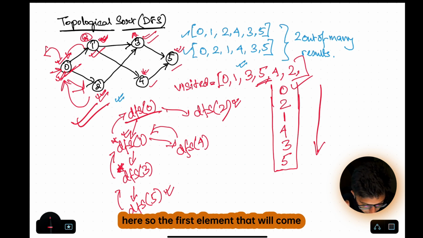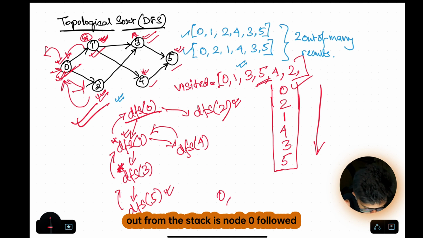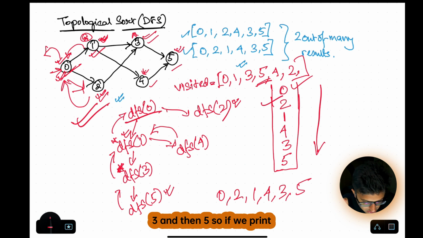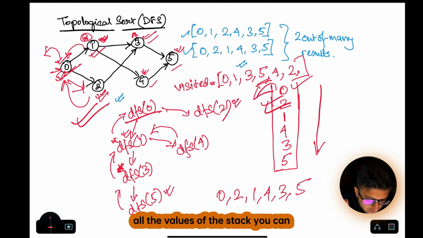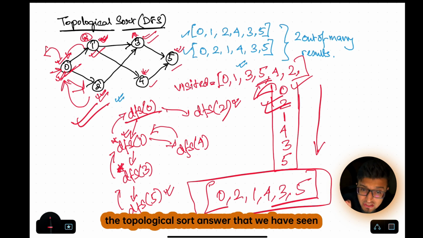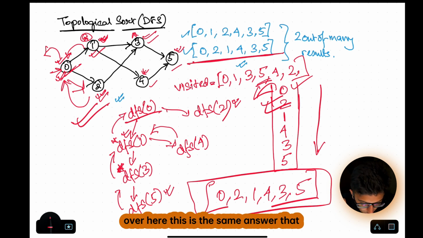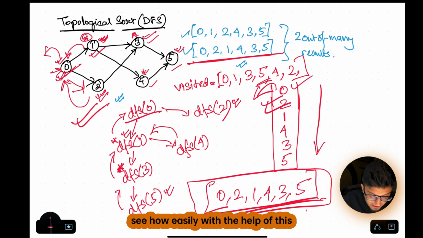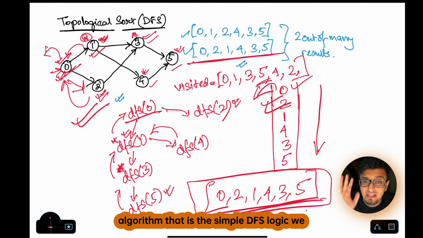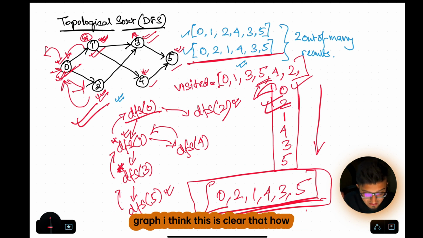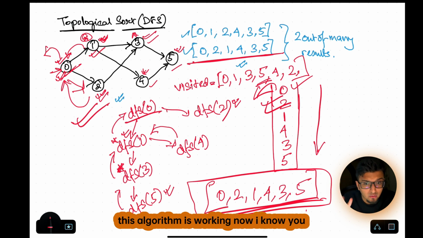The first element that will come out from the stack is node 0, followed by node 2, then 1, then 4, then 3, and then 5. So if we print all the values of the stack, you can see we have got our answer, that is the topological sort answer that we have seen over here. This is the same answer that we have seen before. So here you can see how easily, with the help of this algorithm, that is the simple DFS logic, we have found out the topological sort for this graph. I think it is clear how this algorithm is working.